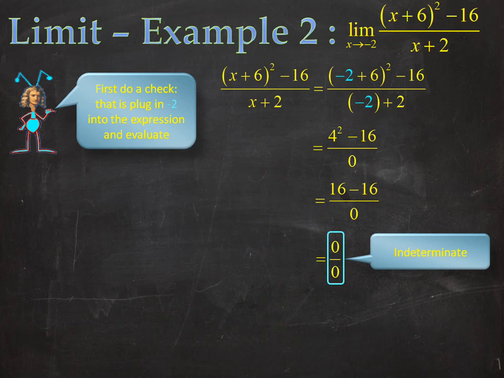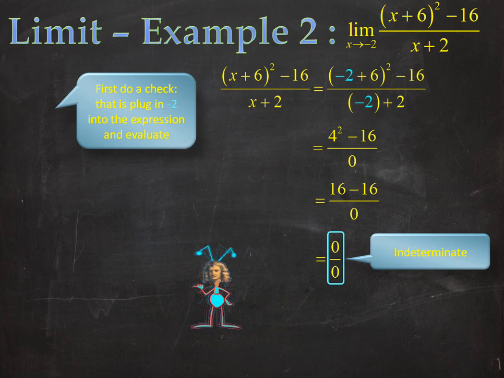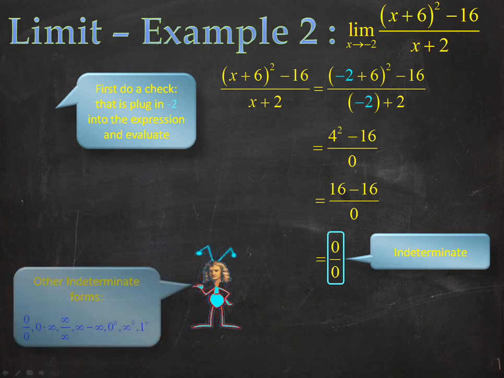Just remember, as in example number 1, there are other varieties of indeterminate forms besides 0 over 0. For example, 0 times infinity, infinity divided by infinity, infinity minus infinity, 0 to the 0, infinity to the 0, and my favorite, 1 to infinity.